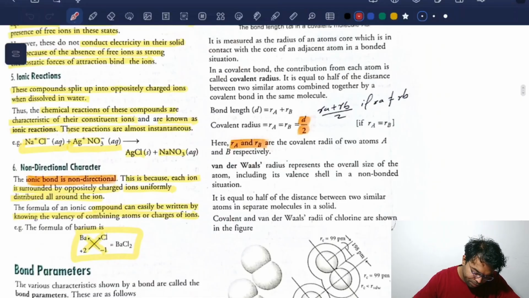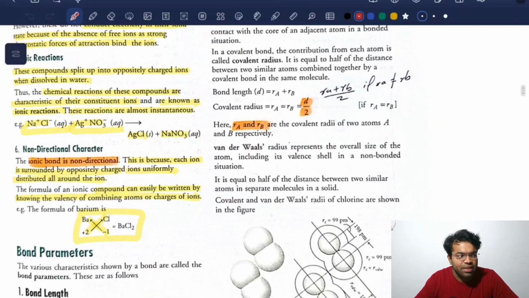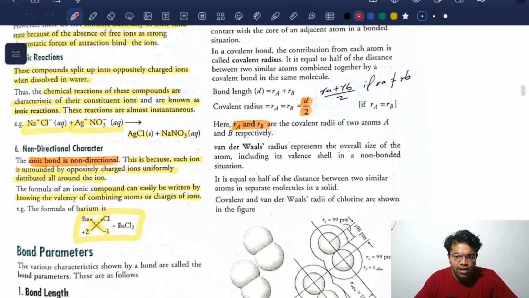Okay, now next, ionic reactions. Now see, if you take an aqueous solution or a molten solution, the ions are already dissociated.